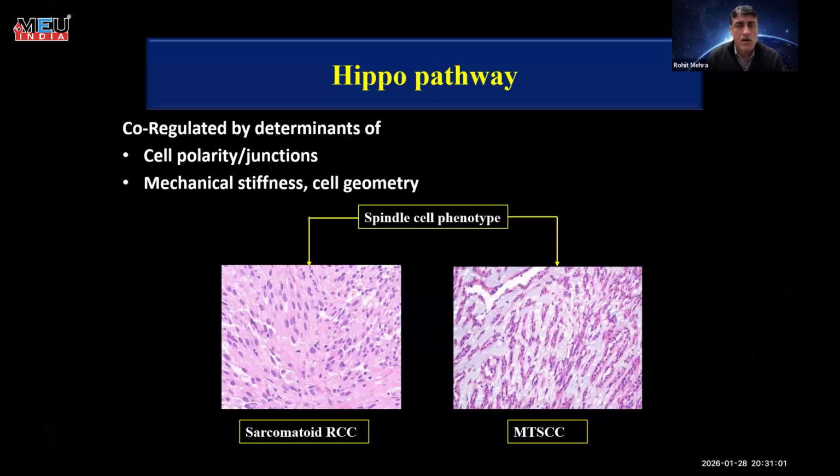For those who are not familiar with the Hippo pathway, this is a pathway which has been recently worked upon, and this pathway is co-regulated by determinants of cell polarity and junctions, as well as contributes to mechanical stiffness and cell geometry. Hippo pathway dysfunction is currently implicated in the majority of MTSCC of the kidney, and also about 20 or 25% of sarcomatoid renal cell carcinoma. I find it interesting that a pathway which influences cell shape and cell geometry, once it becomes dysfunctional, leads to a spindle cell phenotype. I think more work needs to be done in this arena. So I hope that the residents and fellows and trainees on this call, at least one of them can pick up this interrogation and enlighten us on the underlying mechanisms behind this correlation.